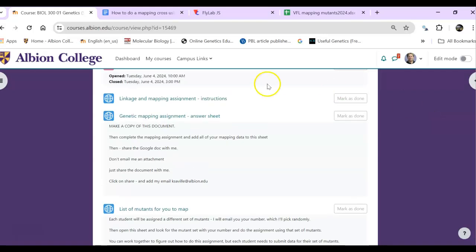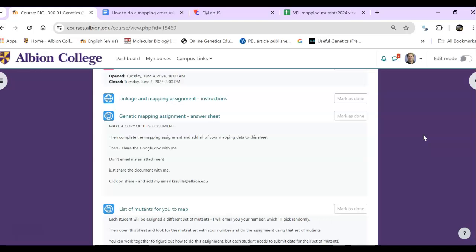But these are the documents. So here's the instructions. And these instructions go into a lot of the background and theory about linkage and mapping. And then you're going to be assigned a set of mutants, and then you're going to map them relative to each other. And then you're going to include all your answers on this sheet. That's a Google Sheet. You're going to make a copy of it and then fill it out and share it with me. And you're not going to download it and make a PDF version of it or Word or anything. You're just going to share the link with me.